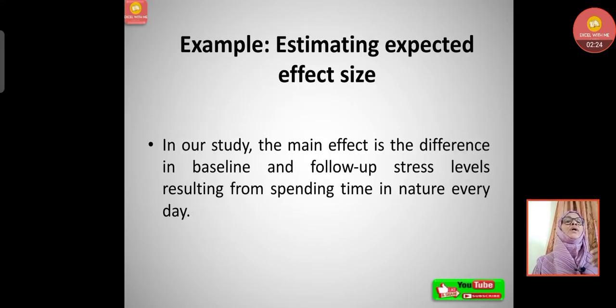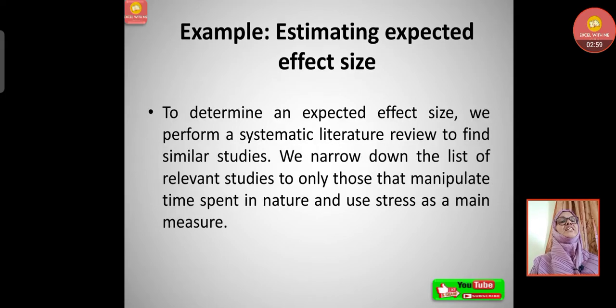Now let's see through an example, estimating expected effect size. In our study, the main effect is the difference in baseline and follow-up stress levels. I gave this in the previous class: the stress level of students when they spend 10 minutes outside in the environment. Will there be an effect of that or not? We have taken it as an example, and I am continuing with that study. The main effect is the difference in baseline and follow-up stress levels resulting from spending time in nature every day.